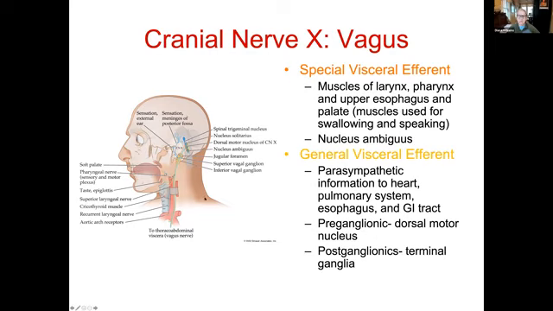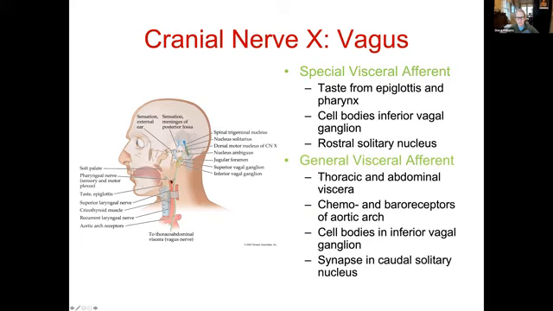The postganglionic neurons, remember with the vagus nerve, because it's parasympathetic, the preganglionics are much longer than the postganglionics. So the ganglia for the postganglionics are within the walls of the organ. That's where they synapse in what we call terminal ganglia. So that's our output. That's our motor output for vagus nerve.